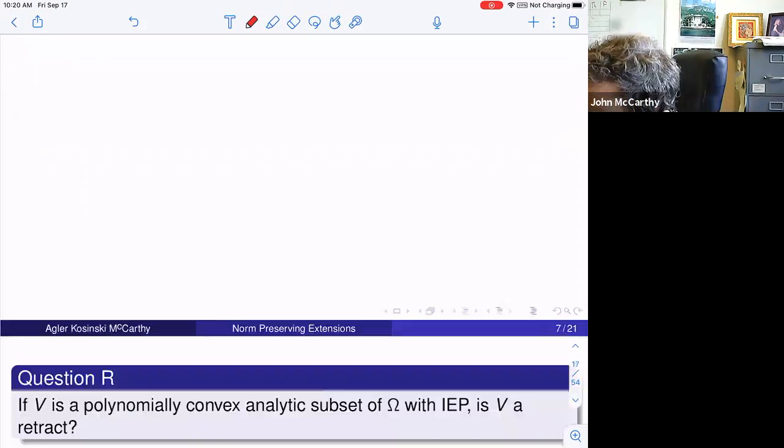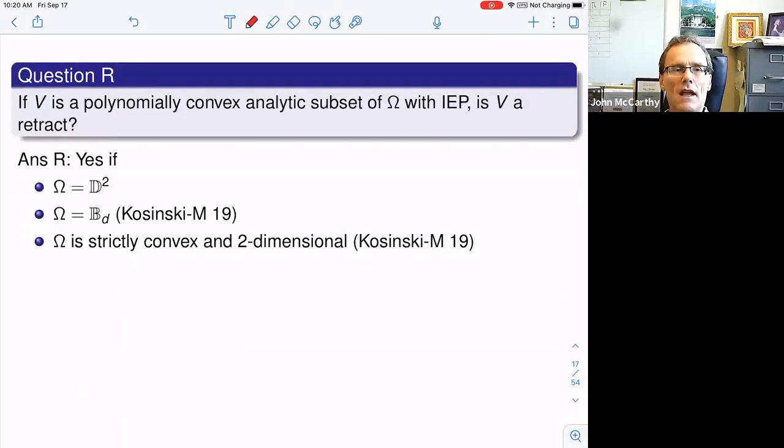And so sometimes the answer is yes. I just told you it was true in the bidisk. It's also true in the ball in any number of variables. And it's true if you take a strictly convex set in 2 dimensions. So strictly convex means that at every boundary point, there is a tangent plane that just grazes that point and no others.